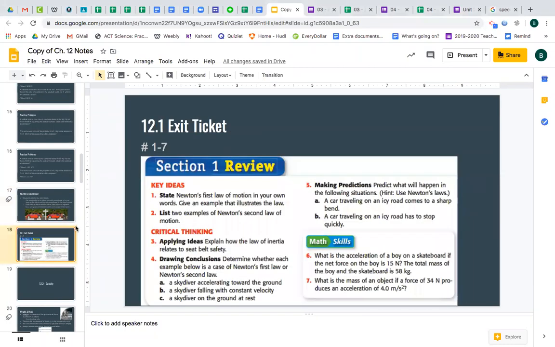I would like you to take a minute and answer number 2 for me on this set. Provide 2 examples of Newton's second law in motion. And then I want you to explain how inertia and seatbelts go hand in hand. So answer those 2 questions, and then I will see you next time.